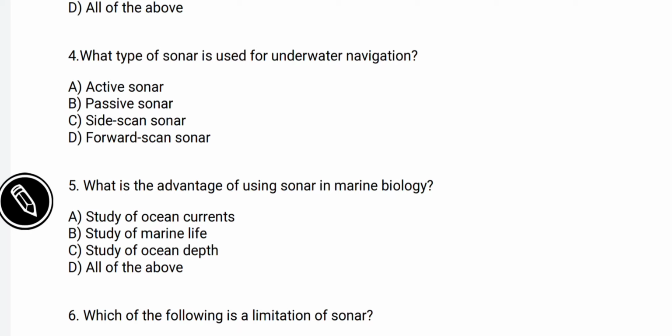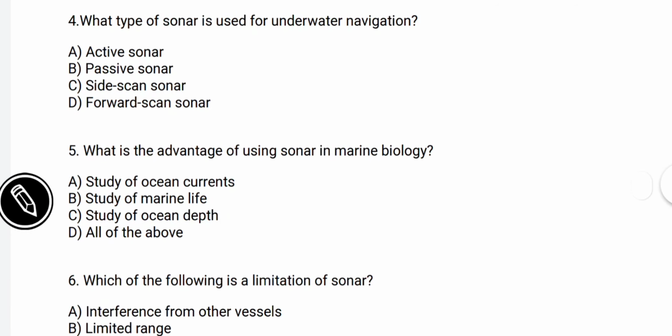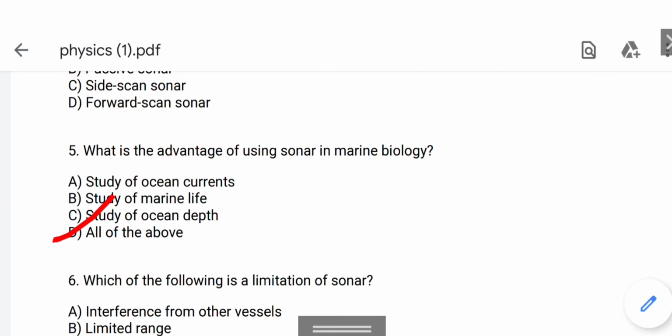The options are study of ocean currents, study of marine life, study of ocean depth, and all of the above. So all of the above is the right answer.